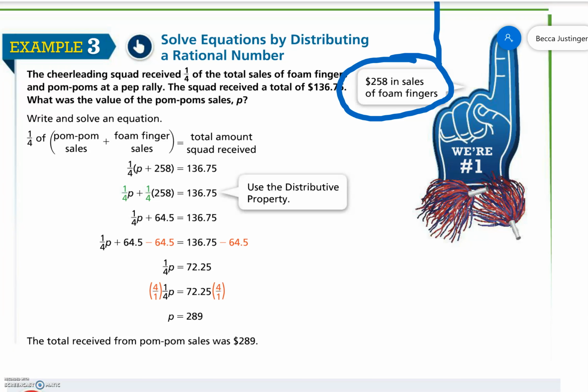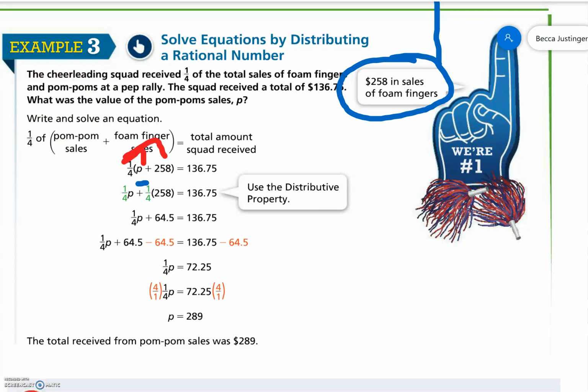So that's why we're using P. And remember that they only get 1/4 of that. So the total amount they raised, P plus 258, has to be multiplied by 1/4. So you're going to multiply that 1/4 in. They show us with a fraction. I can show you with the decimal after. 1/4 times P is 1/4 P. 1/4 times 258 is 64.5. So they actually show you with the decimal.